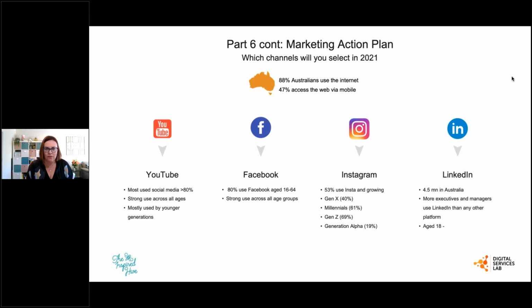So if you do have people in that age bracket of 25 to 45, you want to be thinking about the platforms, and a lot of that age group are hanging out on Instagram. So you want to think about that. And then the other one is LinkedIn. This is really more of your professional platform.